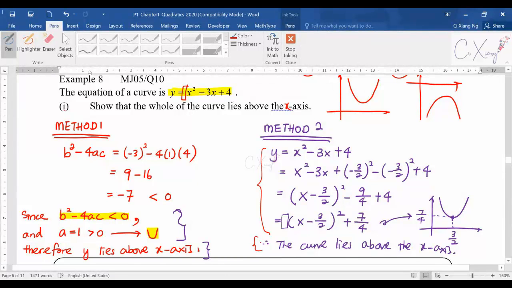Okay. Alright, so this is what we have for the discriminant part. So we'll stop here for this video. And for the next video, we are going to learn how to solve equations in quadratic form.